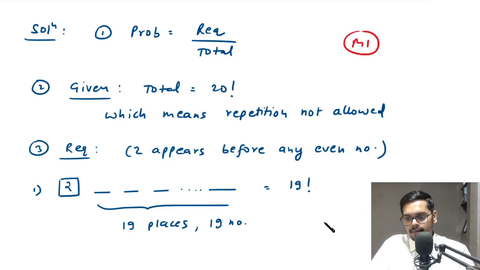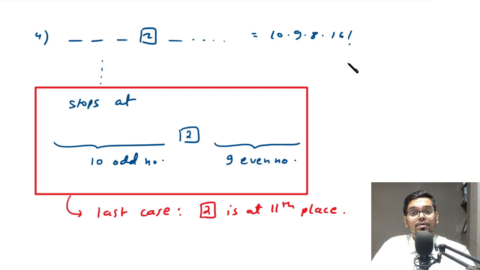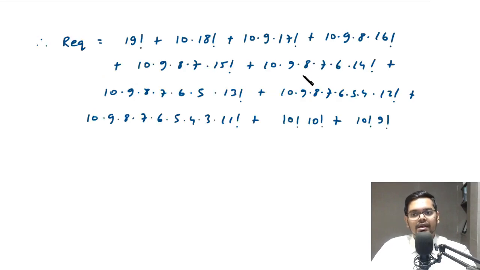If you see the pattern, it would be easy for you. 19 factorial plus 10 into 18 factorial plus 10 into 9 into 17 factorial plus 10 into 9 into 8 into 16 factorial. Next would be what? 10 into 9 into 8 into 7 into 15 factorial. Next would be, yes, you are getting the idea now. This is how the pattern looks. Next would be 6 into 14, next 5 into 13, next 4 into 12, and so on and so forth. If you go on, you will get your answer. Okay, so these are your 11 cases, 11 requirements.